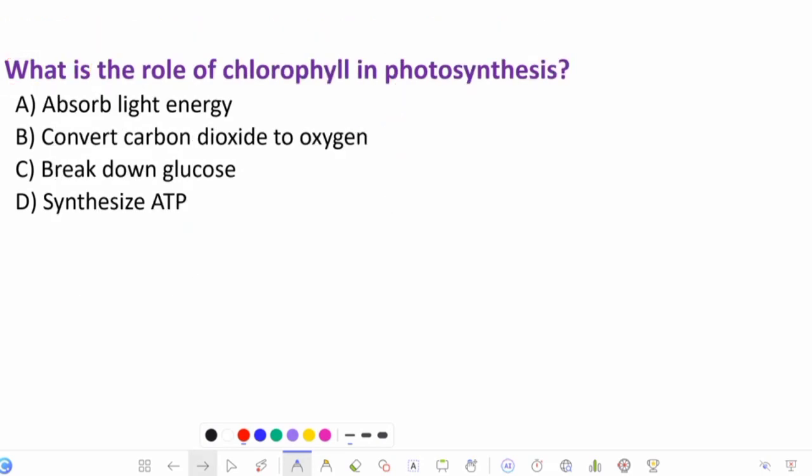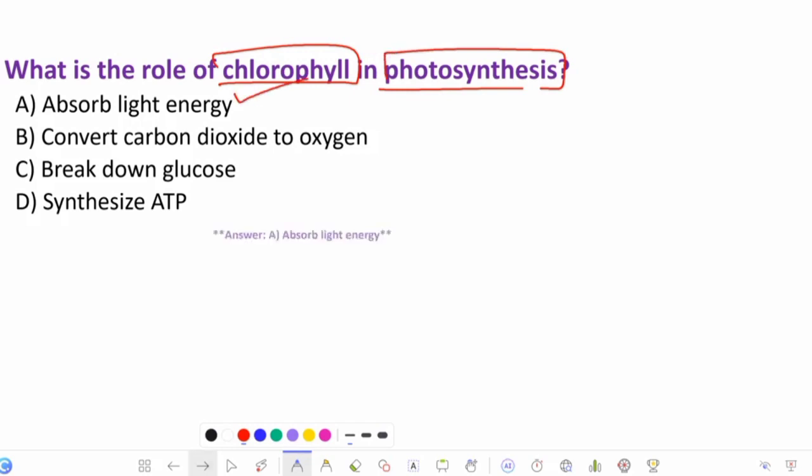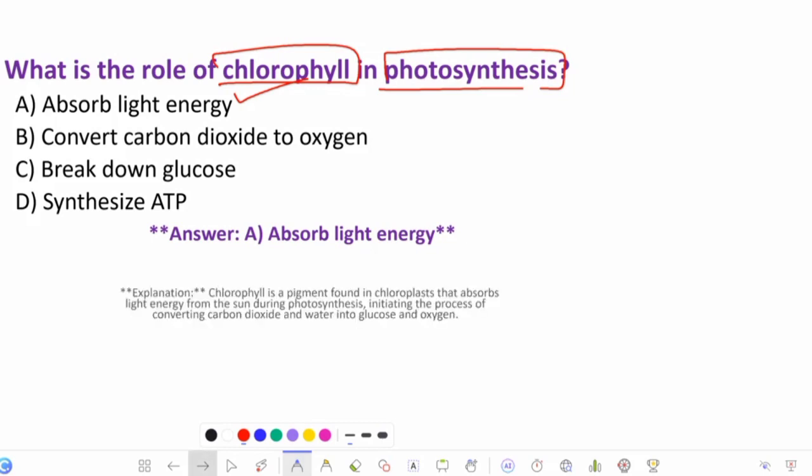What is the role of chlorophyll in photosynthesis? Photosynthesis, synthesis of food material. Okay, absorption of light energy. It is the correct option. Absorption of light energy is the function of chlorophyll.